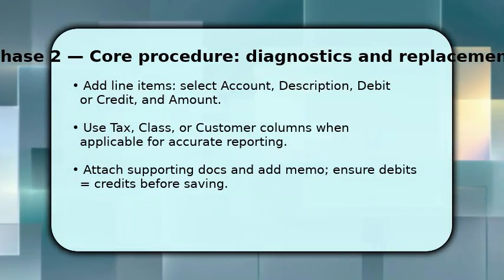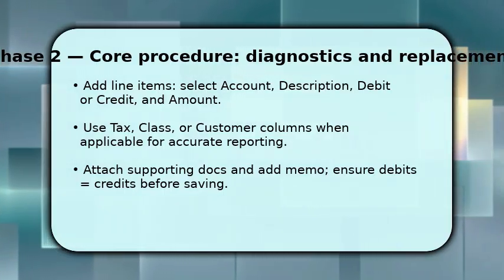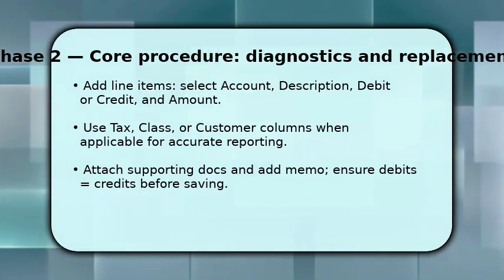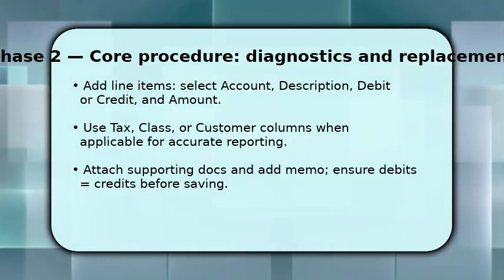Once you finish, verify total debits equal total credits. If they do not, recheck amounts and account selections. This precision prevents later audit and reconciliation.